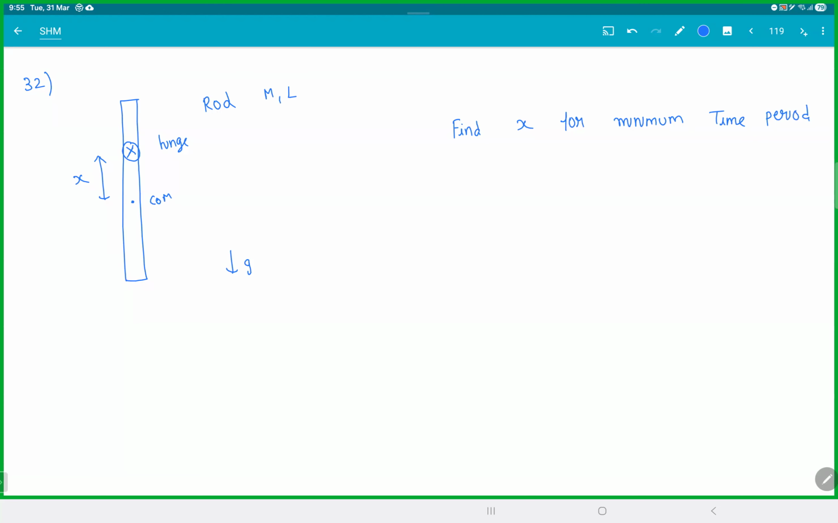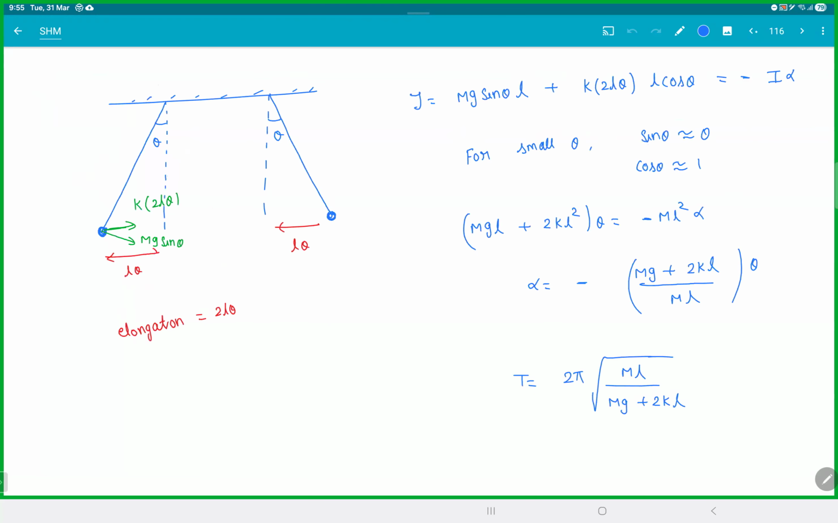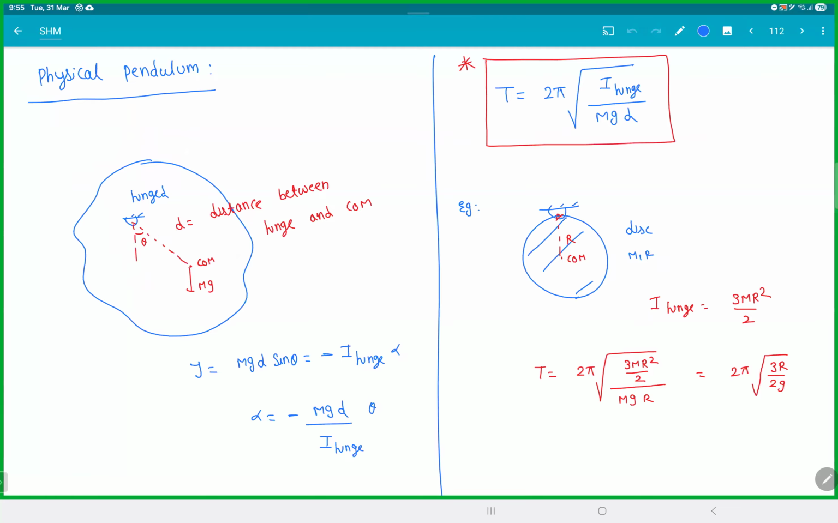Again, what is a rod? Rod is a physical pendulum. Do you remember what is the formula? 2 pi root over I hinge by mgd. d is the distance between the hinge and the center of mass. So this is the formula you have to use in case you don't realize. So 2 pi root over I hinge by mgd. You can put it down.